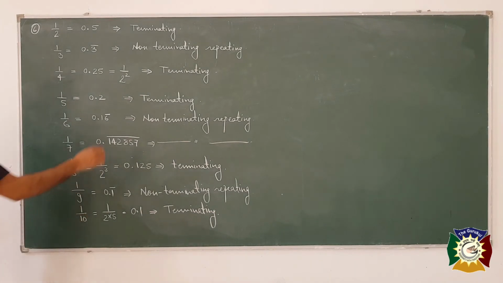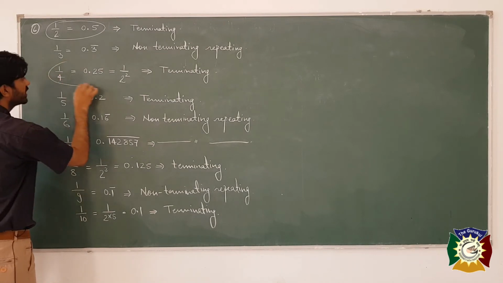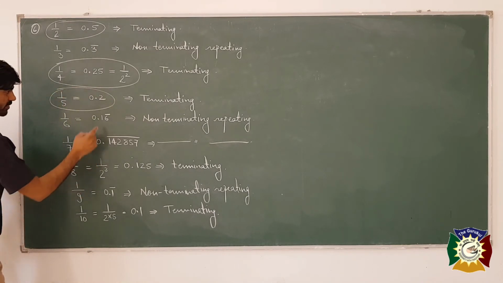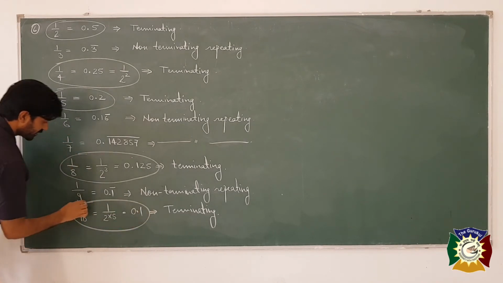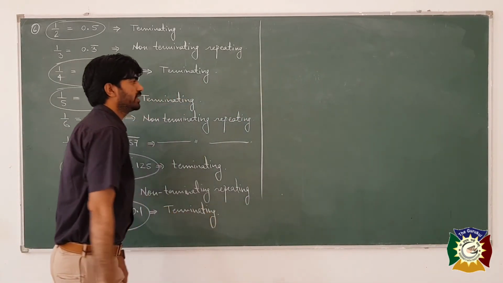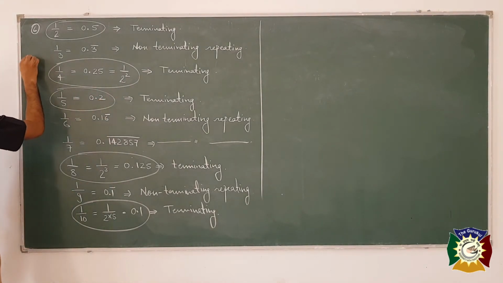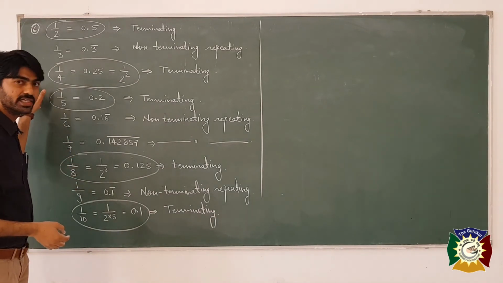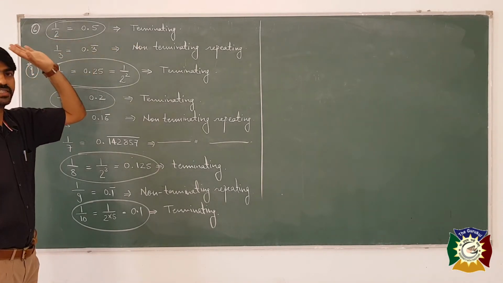Now see, this is terminating and this is terminating. Then we have this as terminating, and this as terminating and this as terminating. So when we write the numbers in p by q form and they have terminating decimal expansion, we have to check q. It means we have to check the denominator. Here the denominator is 2, so we are getting terminating decimal expansion.